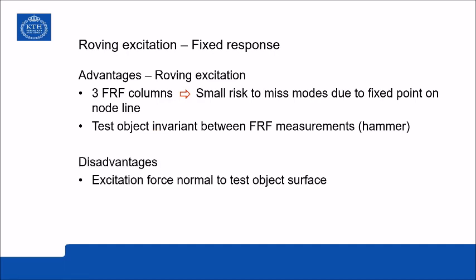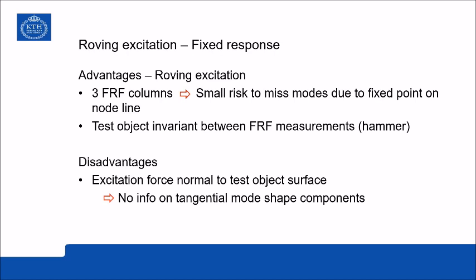The disadvantage is that when we use hammer, and also shaker by the way, then we have to stick to one single degree of freedom for the excitation. If we use hammer, then the exciting force is bound to be normal to the test object surface. So when we hit with the hammer, we apply a force that is normal to the surface. And that is, as will be shown later on, a disadvantage of this method.